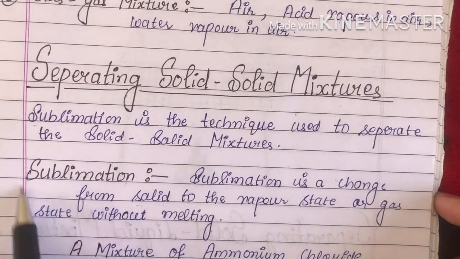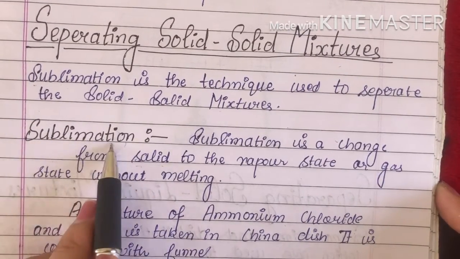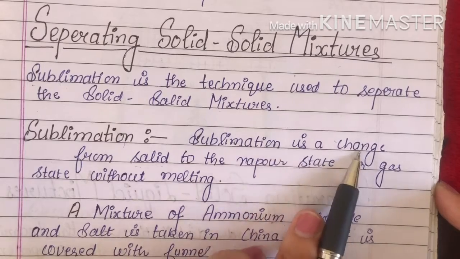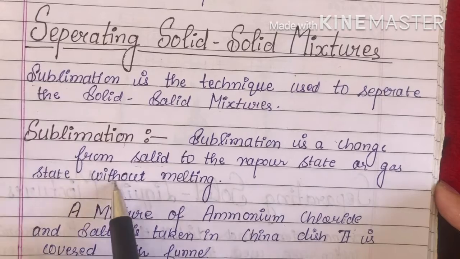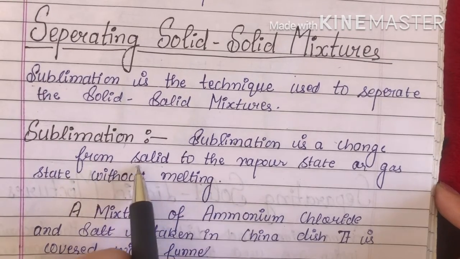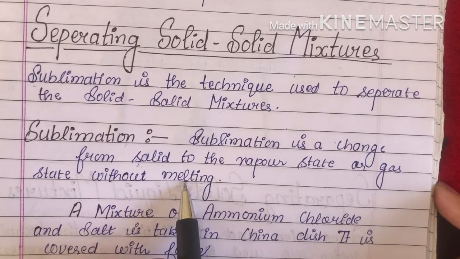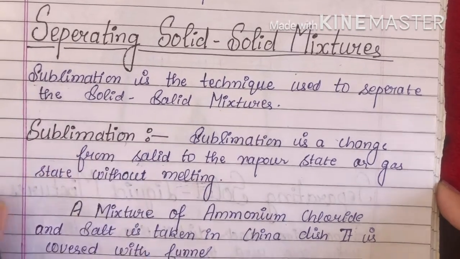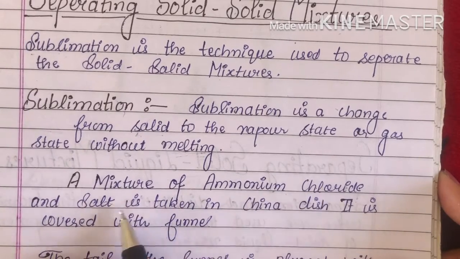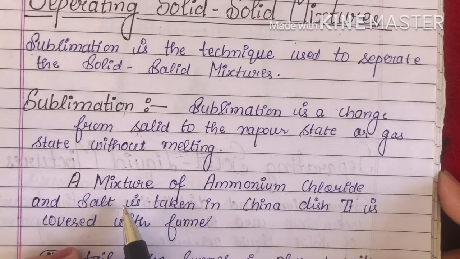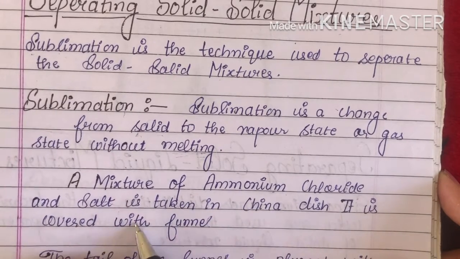What do we mean by sublimation here? Firstly we will see what sublimation is. Sublimation is a change from solid to the vapor state or gaseous state without melting. If we change a solid into vapor state without melting, then that process is called sublimation. In this we have to take a mixture of ammonium chloride and salt. These both are in solid form and are taken in a china dish. It is covered with a funnel.